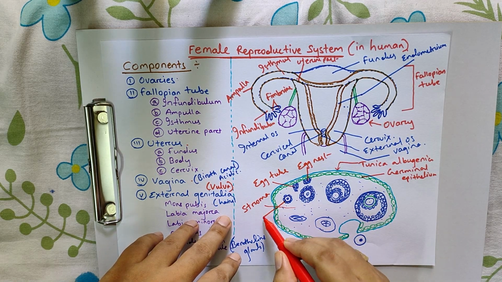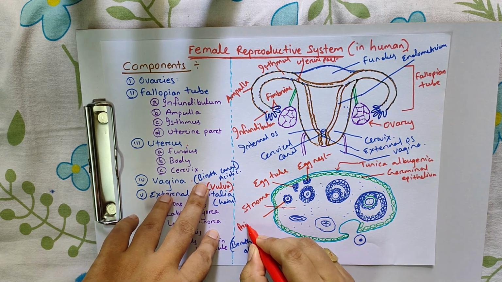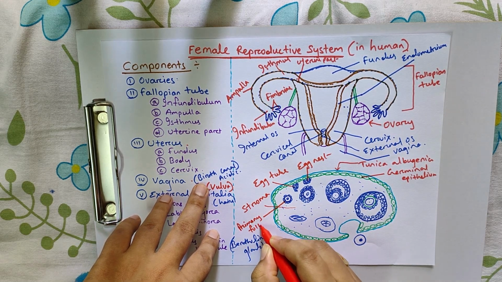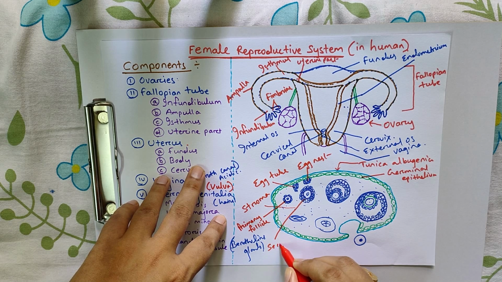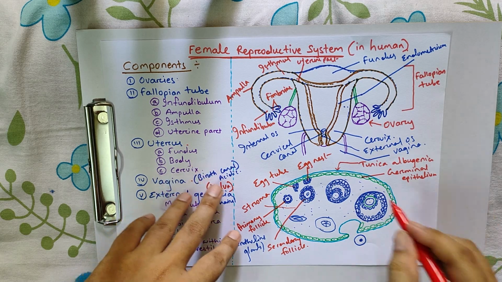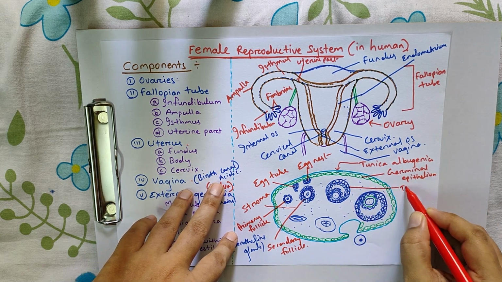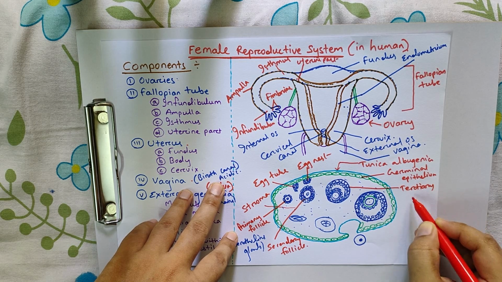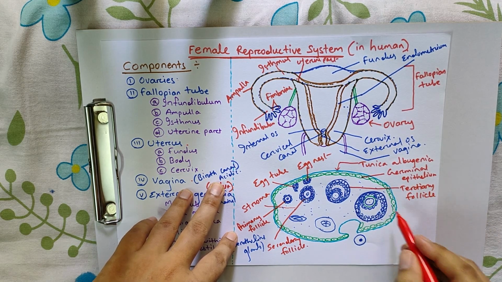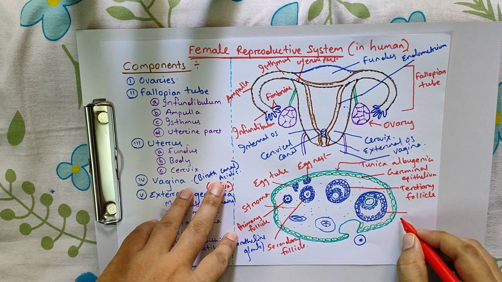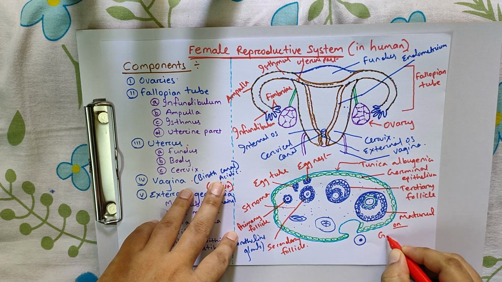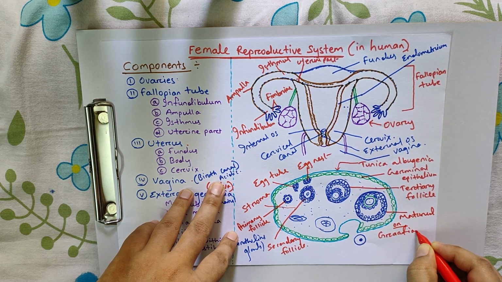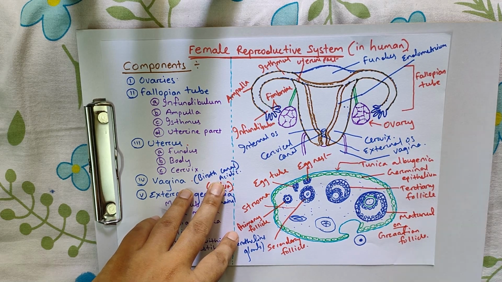This is the primary follicle. This one is the secondary follicle. This one is the tertiary follicle, and this one is the matured follicle, matured or Graafian follicle.